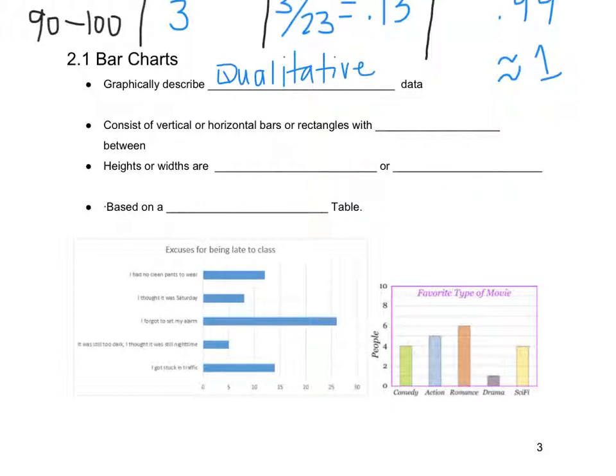And they consist of either vertical (up and down) or horizontal (side to side) bars or rectangles with space in between. The heights and widths are either frequency or relative frequency. And it can be based on a frequency table.